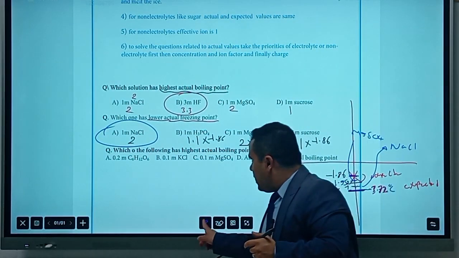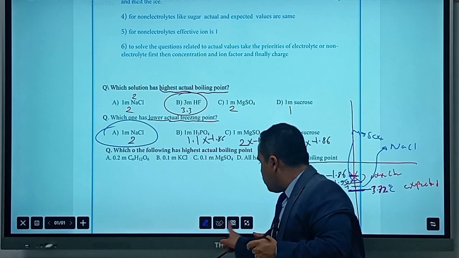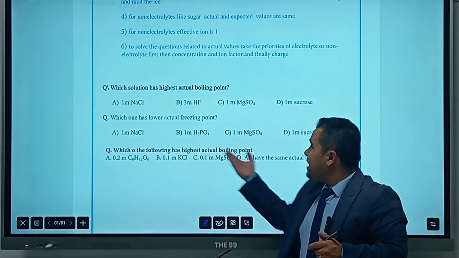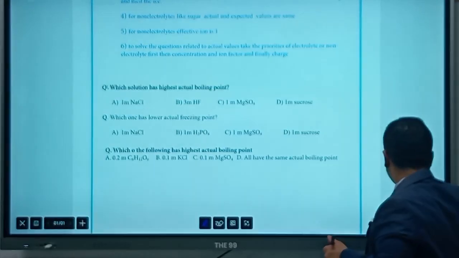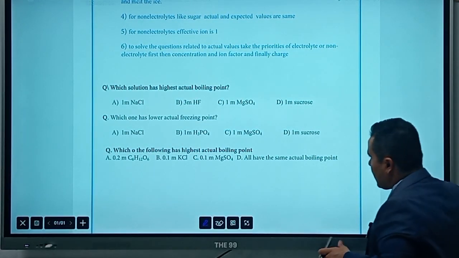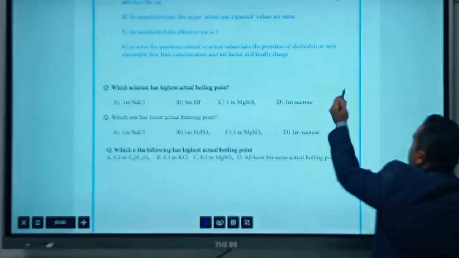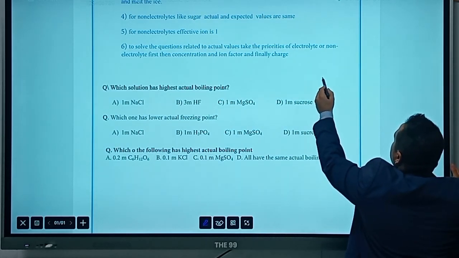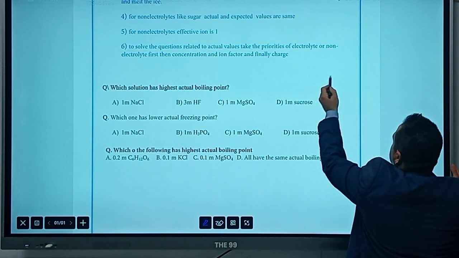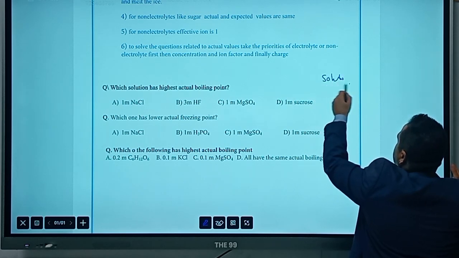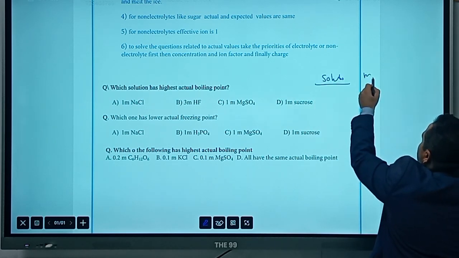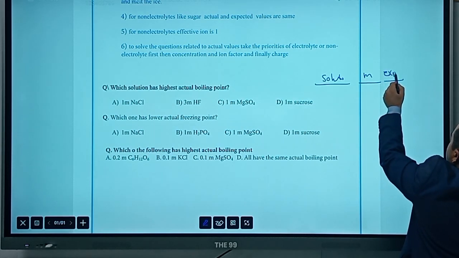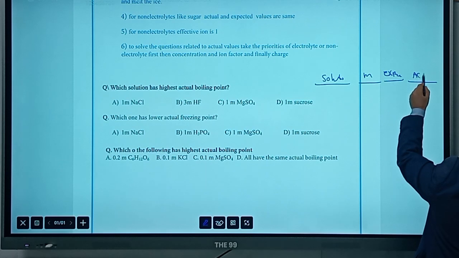The other question, guys, let us solve the other one. Which of the following has the highest actual boiling point? This is a Ministry of Exam question, guys. I would like to provide a table for this, with the options or the solutions, the molality with their ion factor, and then the expected, and then the actual values.